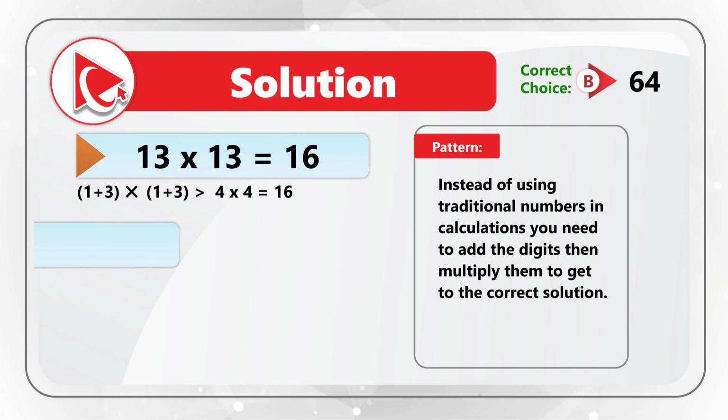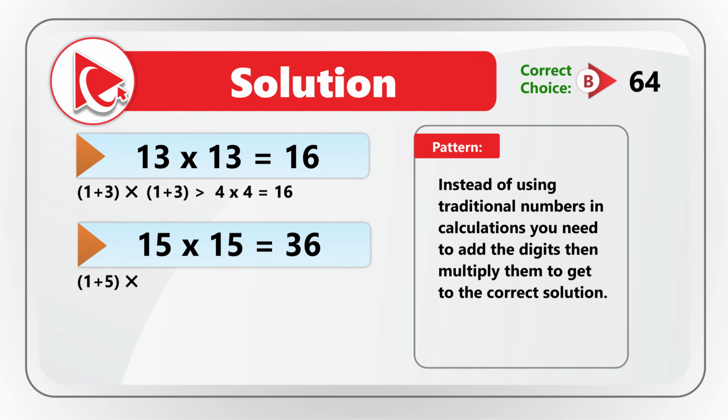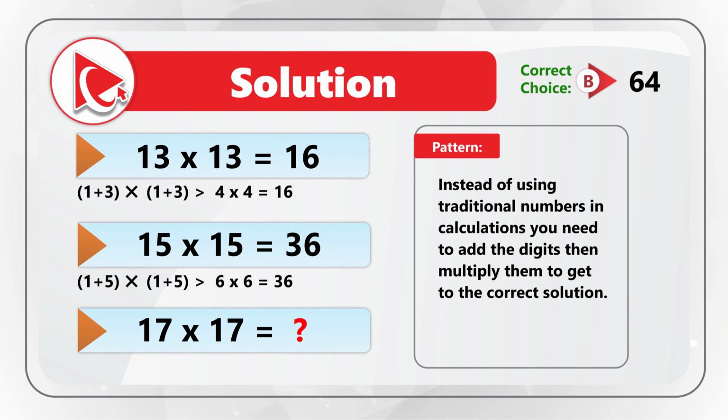For second expression, you need to add in parentheses 1 plus 5, multiplied another expression in parentheses 1 plus 5, would be equal 6 multiplied by 6, which would be equals 36. To calculate final expression, you need to add 1 plus 7, which would be equal to 8, multiplied by another expression 1 plus 7, which would be equal to 8 multiplied by 8, and it would be equal to choice B, 64.